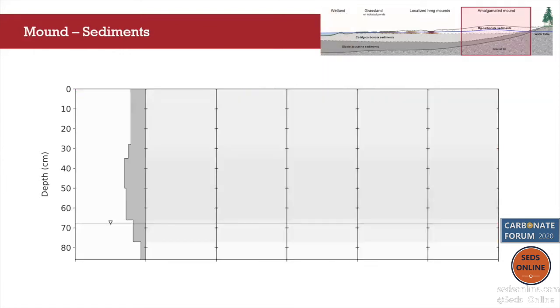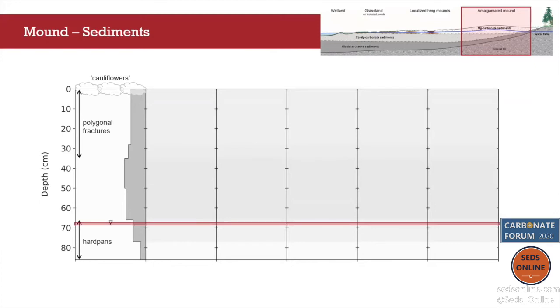Conversely, at the top of the mound, there are these cauliflower-like desiccation structures and polygonal fractures extending deep into the mound. All the mound sediments are bright white, apart from some crystalline hard pans in and around the water table that are slightly yellowed. Prior analysis shows that all of these sediments are hydromagnesite and magnesite.